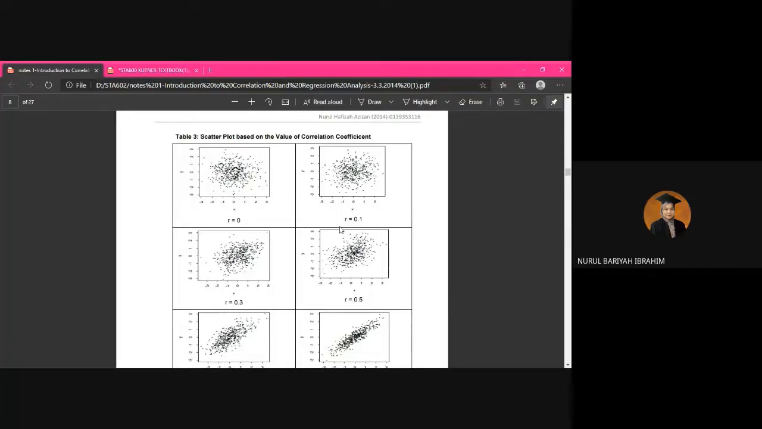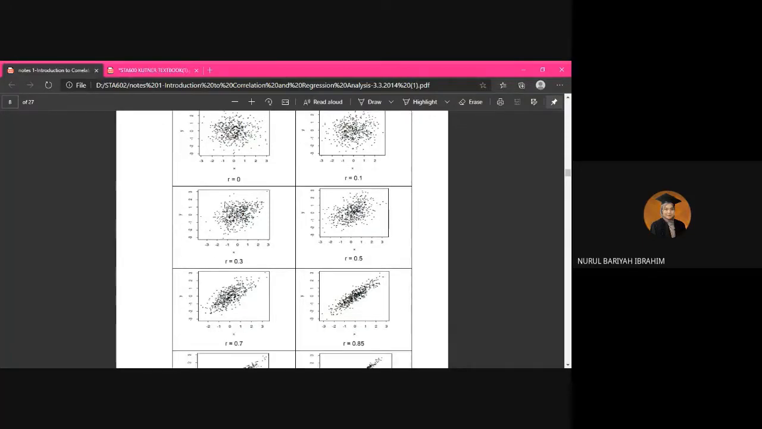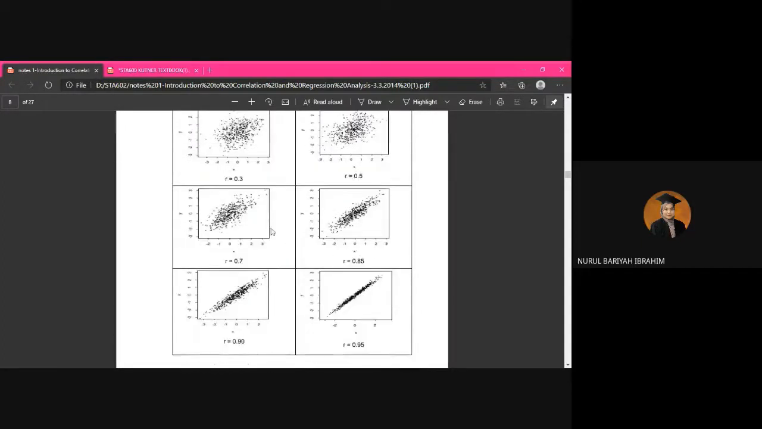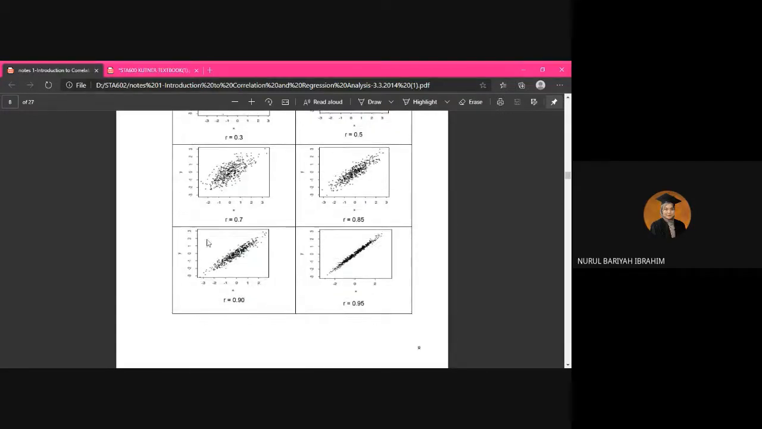Okay, this one is still a weak relationship between Y and X. This is the moderate relationship. This is what can be called strong, 0.7. It is strong and you can see the trend. Okay, even clearer. So this is the strong relationship. This is 0.9. This is 0.95. Okay, almost very strong, almost perfect.